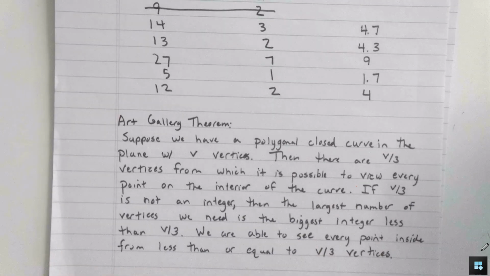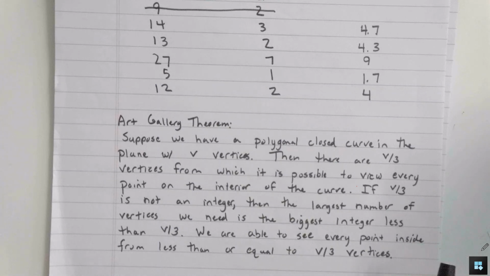So the art gallery theorem said if we have a polygonal closed curve in the plane with v vertices, then there are v divided by 3 vertices from which it is possible to view every point on the interior of the curve. If v divided by 3 is not an integer, then the largest number of vertices we need is the biggest integer less than v divided by 3. We are able to see every point inside from less than or equal to v divided by 3 vertices.